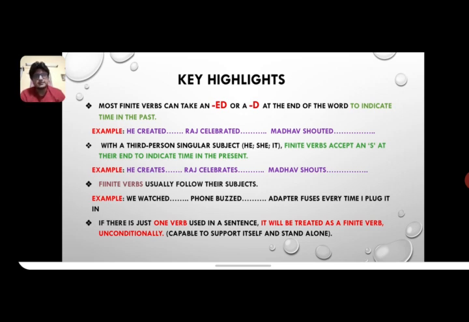verb, and it tells you what tense has been used here. So created, it is surely a finite verb.